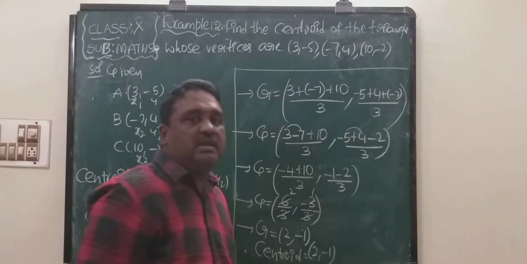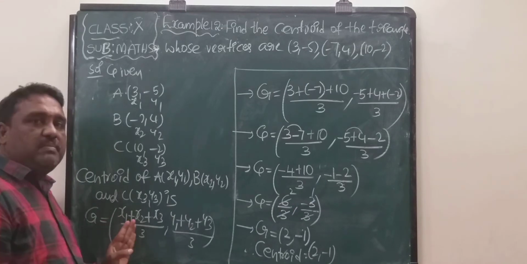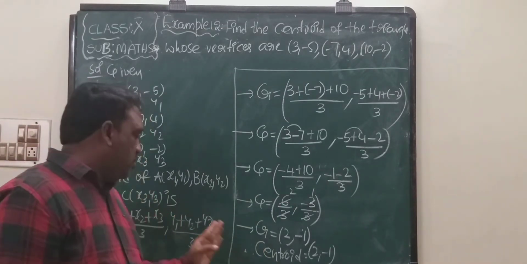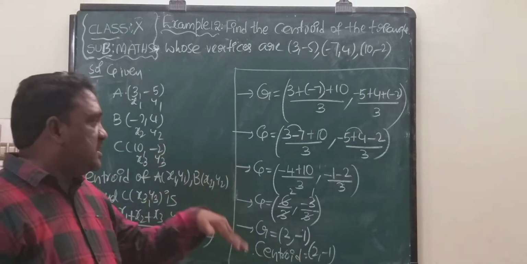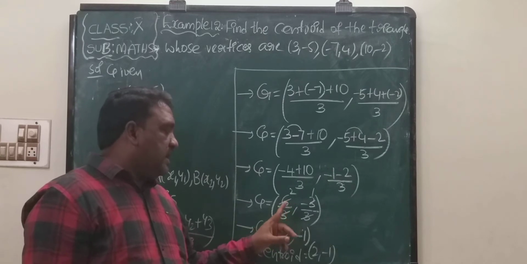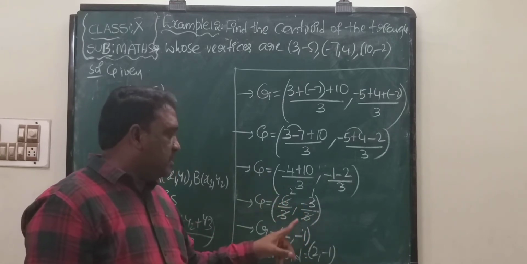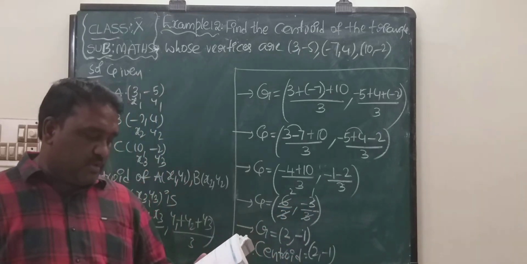So example 12 is about centroid. Centroid formula: (x1 + x2 + x3)/3, (y1 + y2 + y3)/3. You know all the values. Let us do additions and subtractions. We get 6 by 3, minus 3 by 3. 3 two times, 3 one time, (2, -1). So that is example 12.